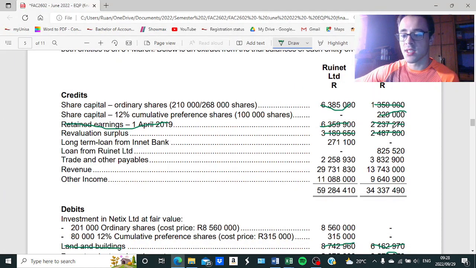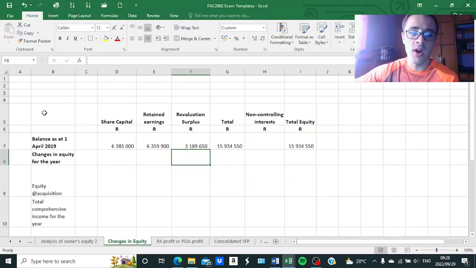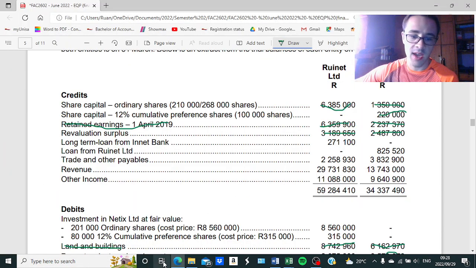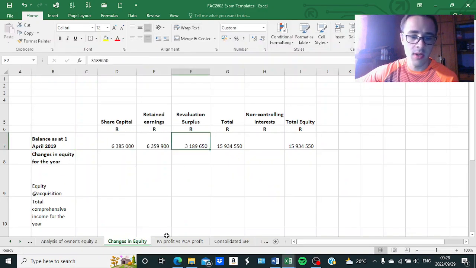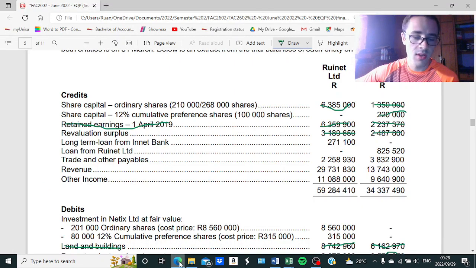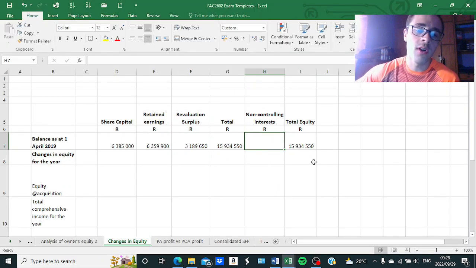Okay, and then we have used this amount to calculate the current year's revaluation surplus. Once again, we will get to that. We are only interested in the balance on the 1st of April 2019. Okay, and this amount will only be that of the parent, 3,189,650. Then for non-controlling interests, okay, would be 0.